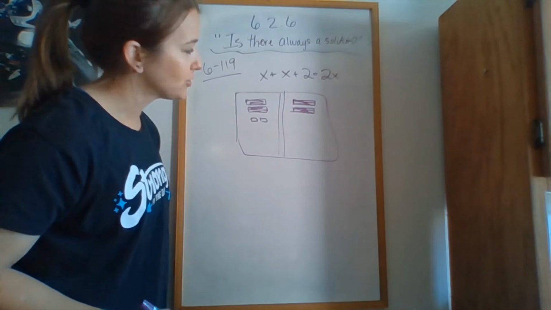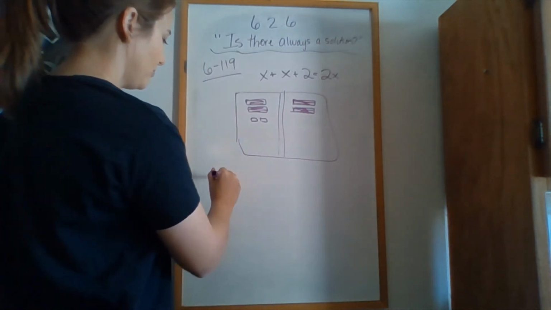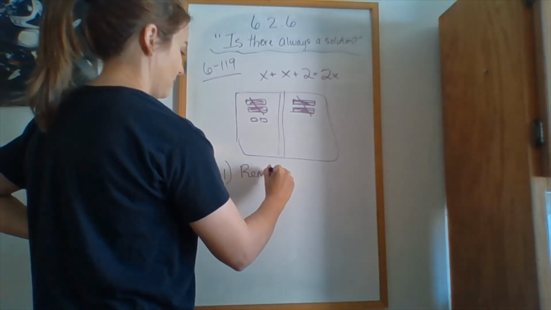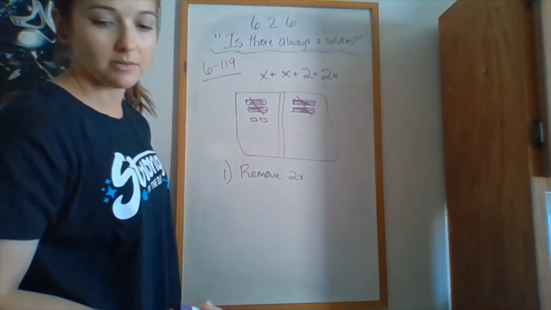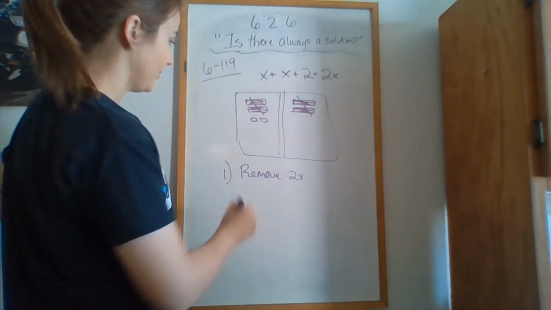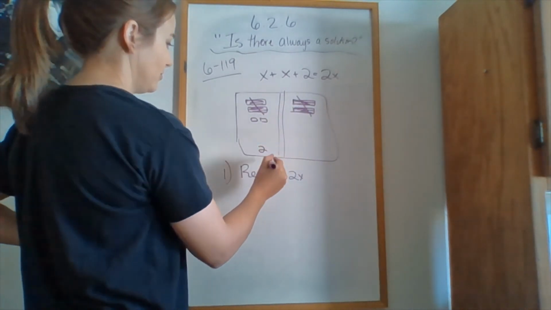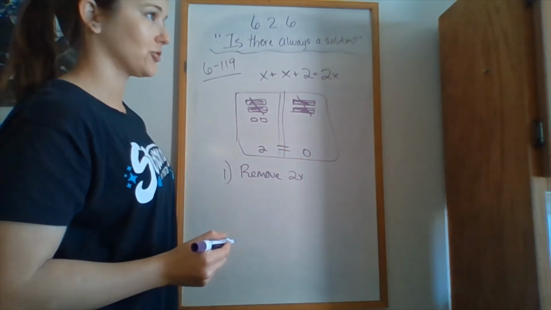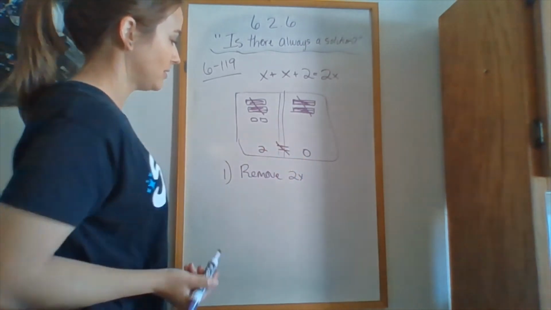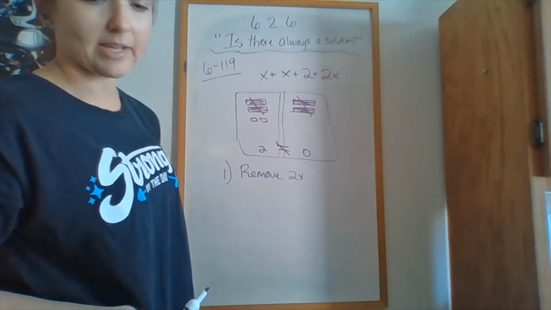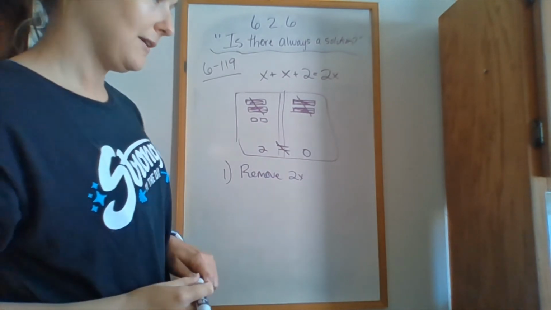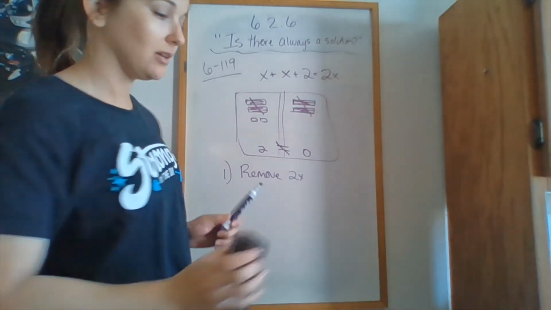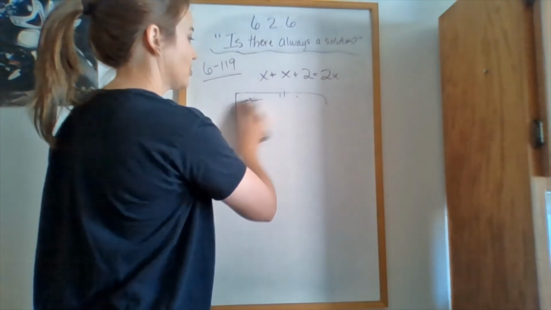Okay, so let's do our steps. What we can do first is I'm going to remove 2x from both sides. And I'm left with 2 and 0. So that means 2 equals 0, and that's not true at all. So that means that's not going to work. So it looks like there's going to be no solutions. But now it wants us to plug in values again to make sure.